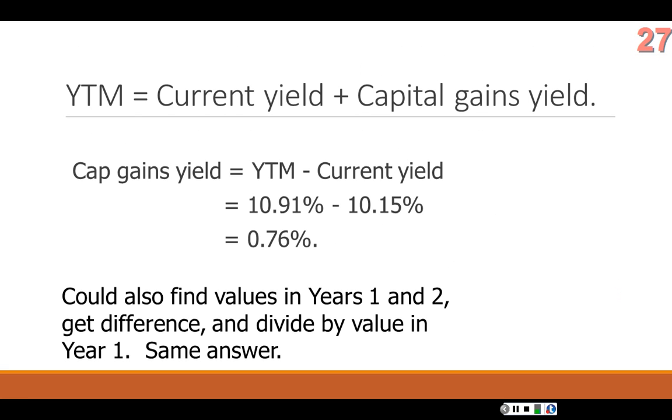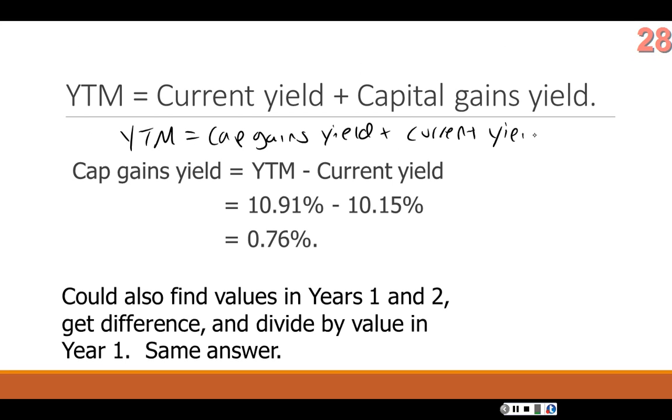So we know that the yield to maturity is equal to the capital gains yield plus the current yield. So we can turn this equation around. We can subtract the current yield from both sides, and that gives us the capital gains yield is equal to the yield to maturity minus the current yield. If we subtract those, we see that the capital gains yield is 0.76%. Alternatively, you could also find the value of the bond in year 1 and year 2, take the difference, and divide by the value in year 1.